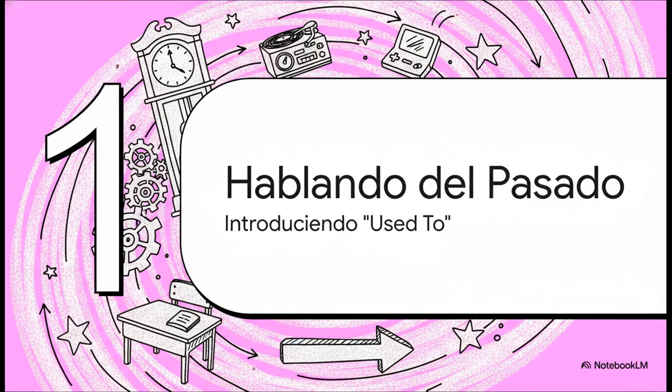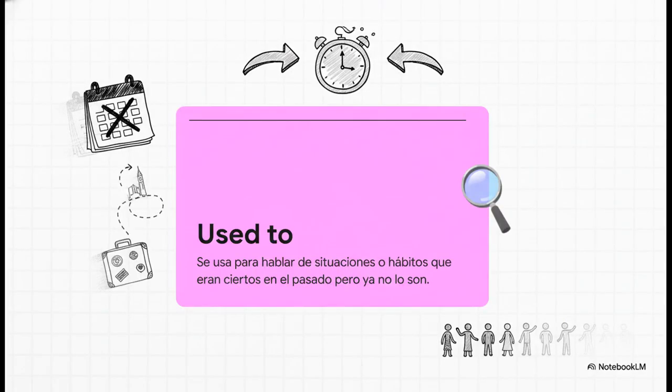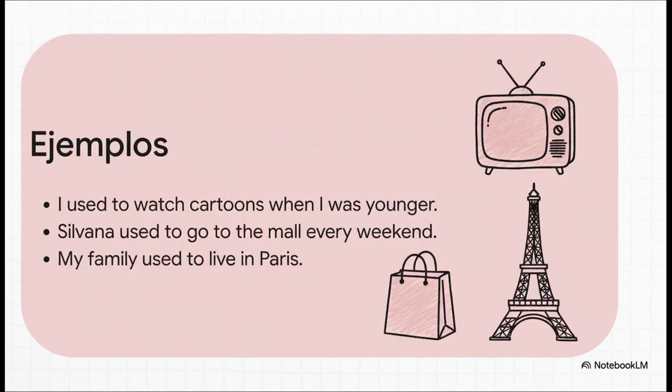It's like English's grammatical time machine for talking about routines and situations that have changed over time. Here's the core idea. This isn't for something you did just one time, like a trip. It's for something that was part of your life for a while, but now belongs to the past. And this illustrates it perfectly.